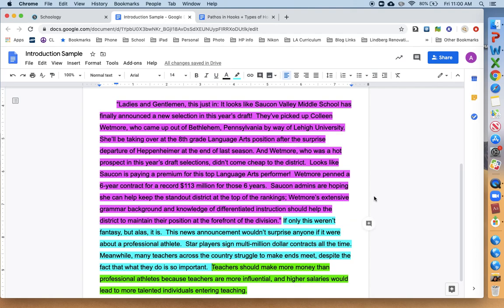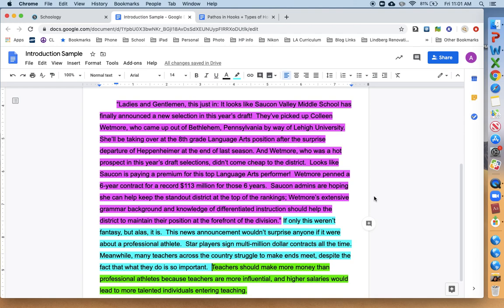So here we go. Ladies and gentlemen, this just in. It looks like Saucon Valley Middle School has finally announced a new selection in this year's draft. They've picked up Colleen Wetmore, who came up out of Bethlehem, Pennsylvania by way of Lehigh University. She'll be taking over at the 8th grade language arts position after the surprise departure of Heppenheimer at the end of last season. And Wetmore, who was a hot prospect in this year's draft selections, didn't come cheap to the district. Looks like Saucon is paying a premium for this top language arts performer.